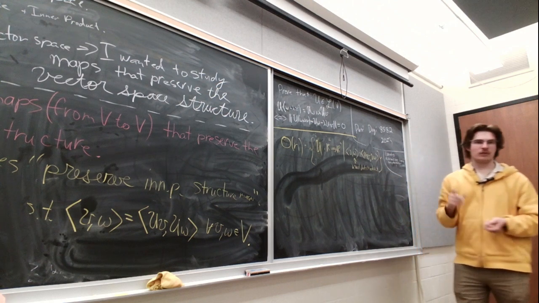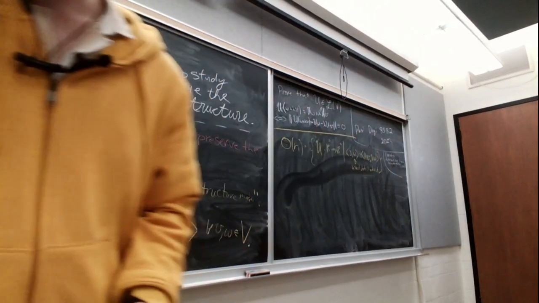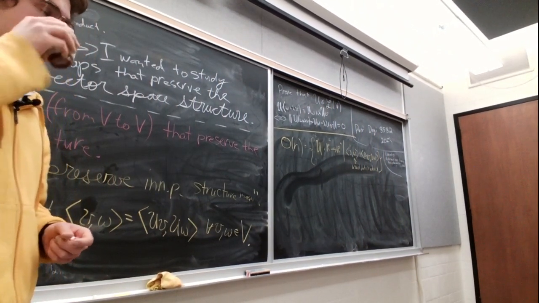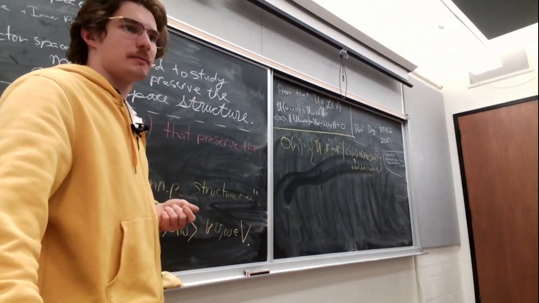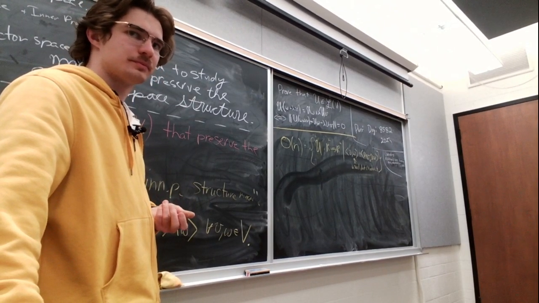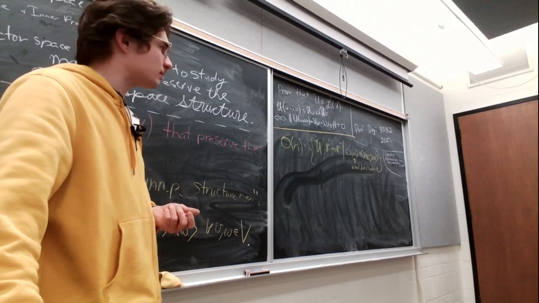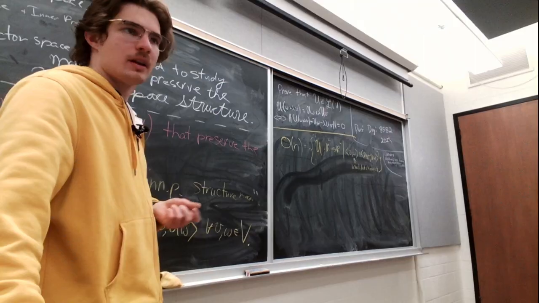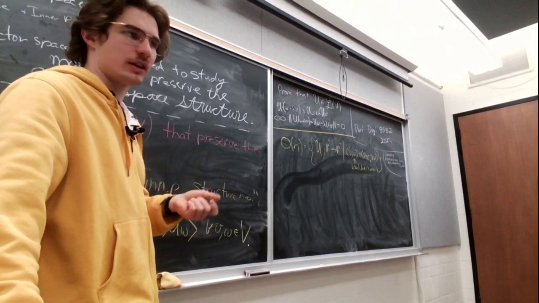Okay. So O_n are all of the maps that preserve the dot product on R^n. Okay, this makes sense? Yeah. So this will be rotations and reflections and combinations of rotations and reflections.